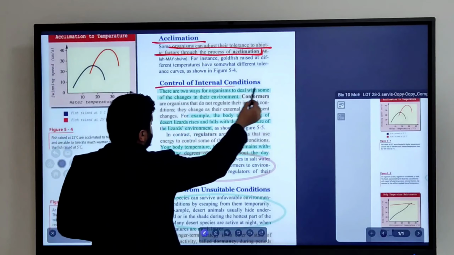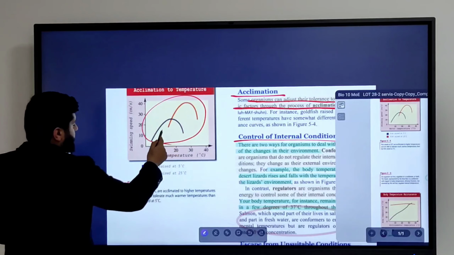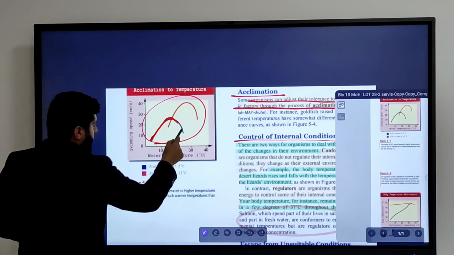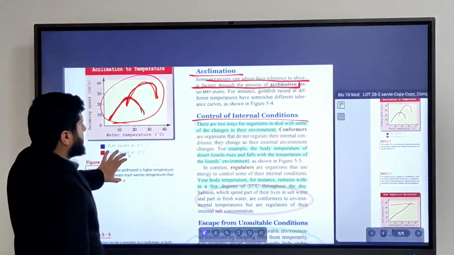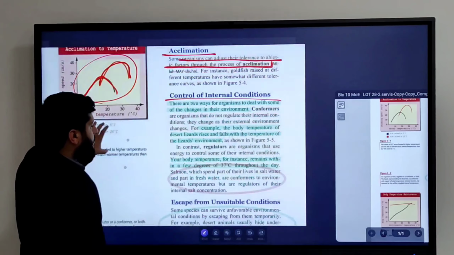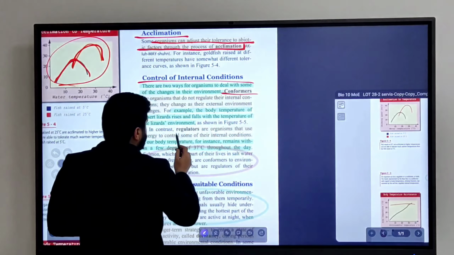Now, control of internal conditions. Look, it's an example of acclimation. How does it change after adaptation, or after adjusting the tolerance limit? So, control of internal conditions is very easy. You have studied this before.